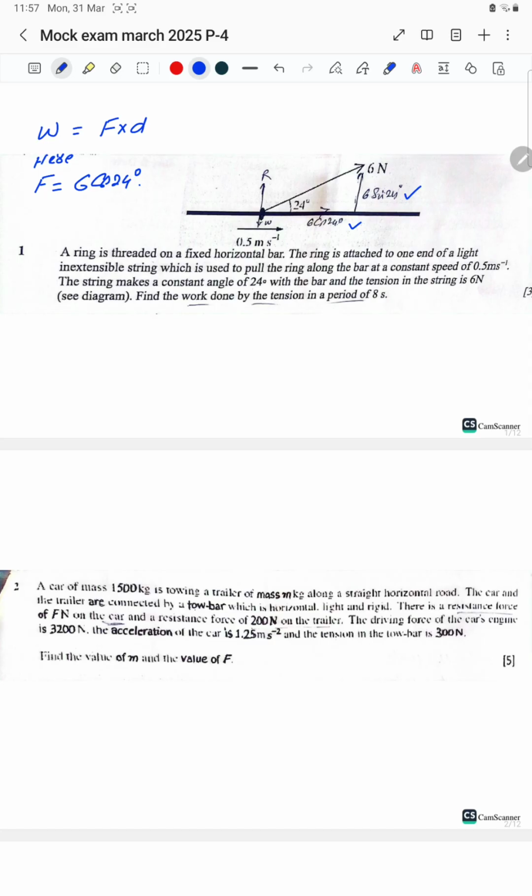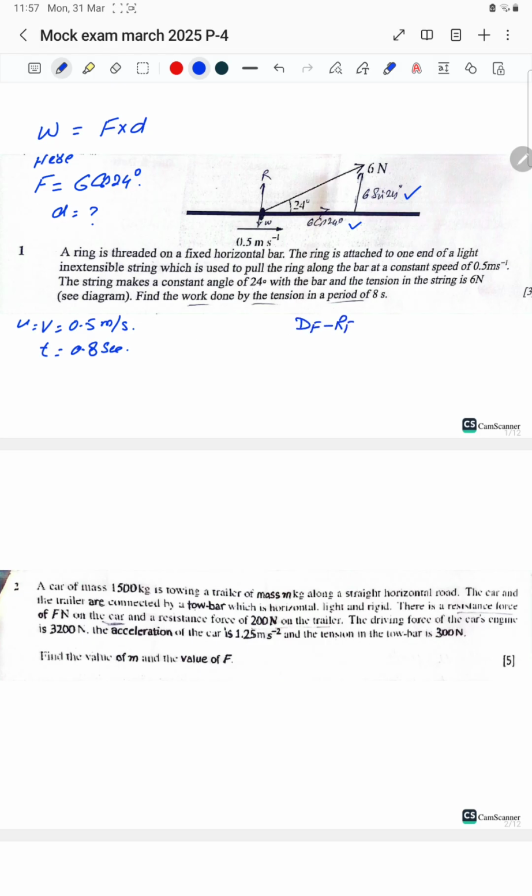And you are given along with it the constant speed, so u and v are the same, that is 0.5 meter per second. The work done by the tension in the string is over a period of 8 seconds. Time is 8 seconds, you are given it. And we need the distance d, because if we know d, then we can find the work done.